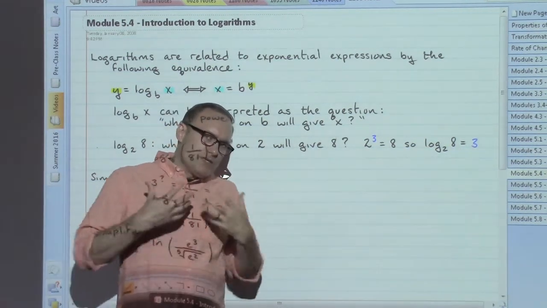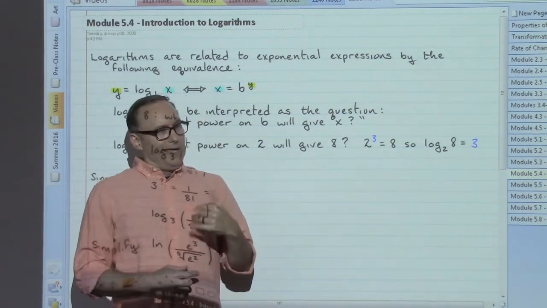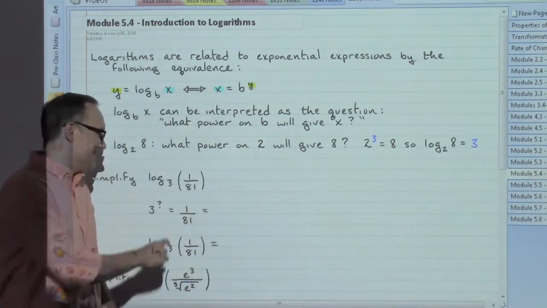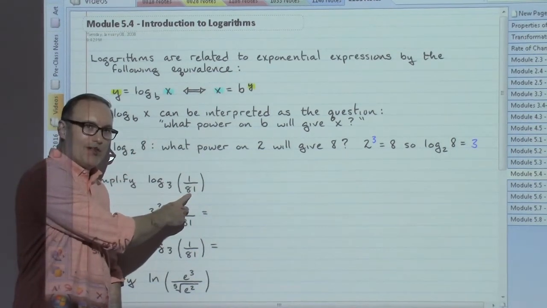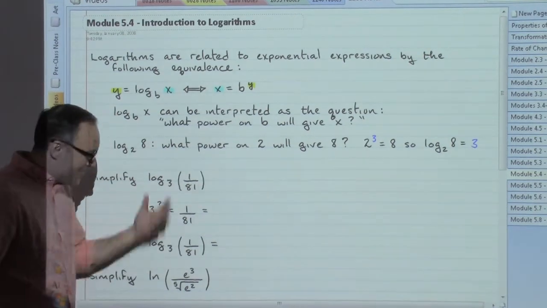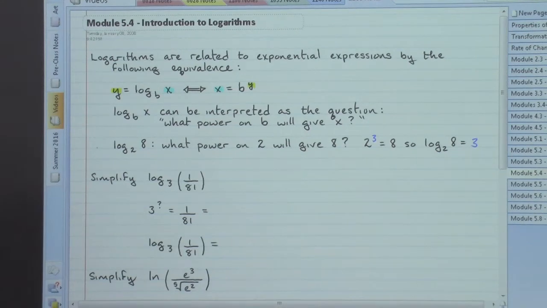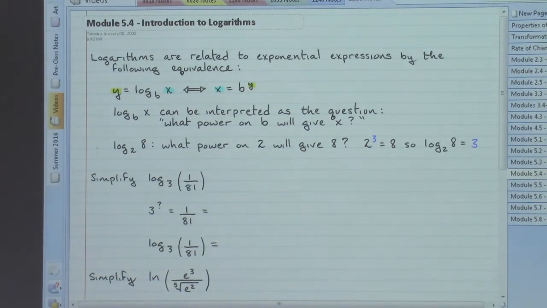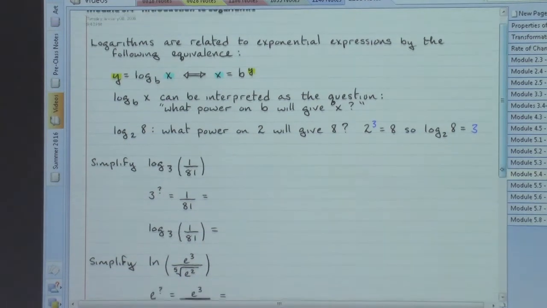So as long as we're keeping this in mind, we can do this. Yeah, except we've got to make sure that we're still really comfortable with all of those rules for exponents. So let's do some examples where we're rearranging things and trying to answer those questions. What power? Starting with this example here.